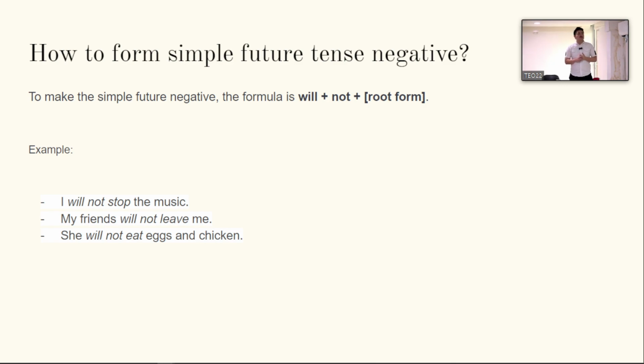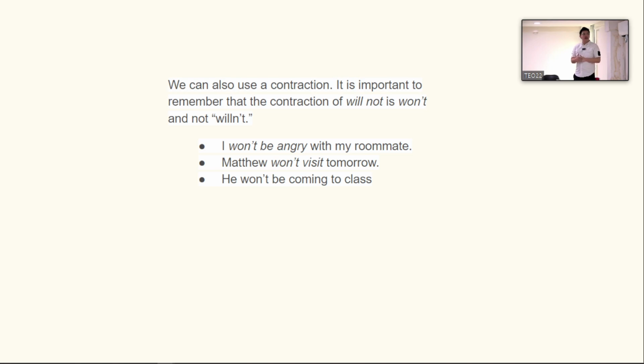Yeah, how to form simple future tense negative. It's actually quite simple. If before we used will, now we just add not. So we use will plus not plus the root form. For example, I will not stop the music. My friends will not leave me, or she will not eat eggs and chicken.